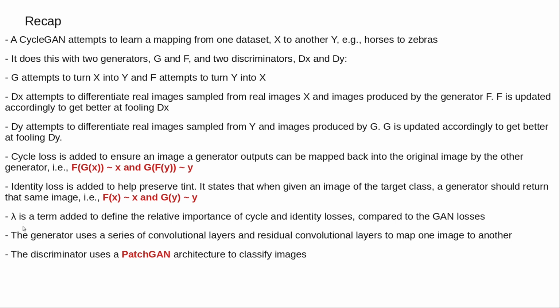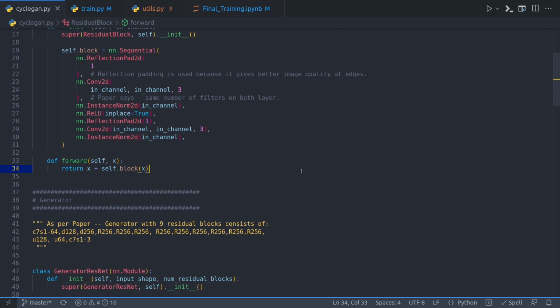We will see the actual value that lambda takes in our implementation in a moment. And then the generator uses a series of convolution layers and residual convolution layers as well to map one image to another. And the discriminator uses a PatchGAN architecture to classify images. So that was the initial recap of the architecture, and now I'm back in my VS Code.